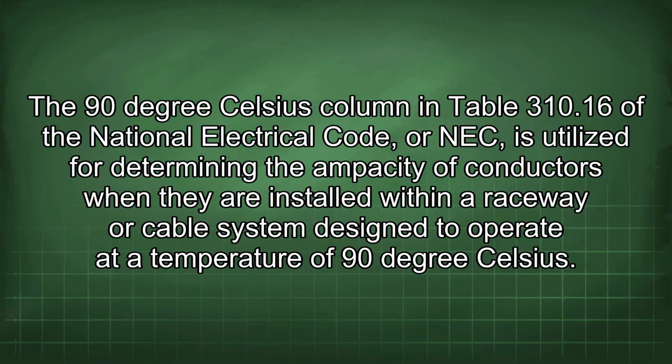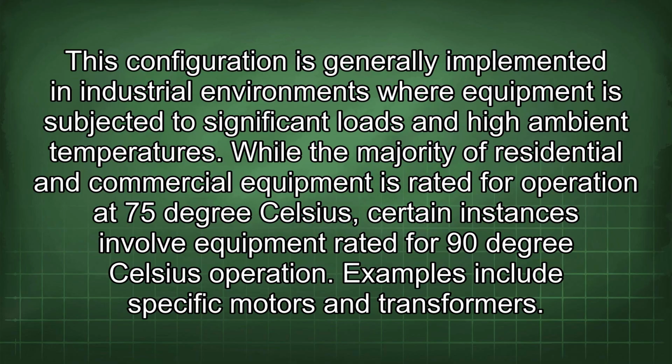The 90 degrees Celsius column in Table 310.16 of the National Electrical Code, or NEC, is utilized for determining the ampacity of conductors when they are installed within a raceway or cable system designed to operate at a temperature of 90 degrees Celsius. This configuration is generally implemented in industrial environments where equipment is subjected to significant loads and high ambient temperatures. While the majority of residential and commercial equipment is rated for operation at 75 degrees Celsius, certain instances involve equipment rated for 90 degrees Celsius operation.